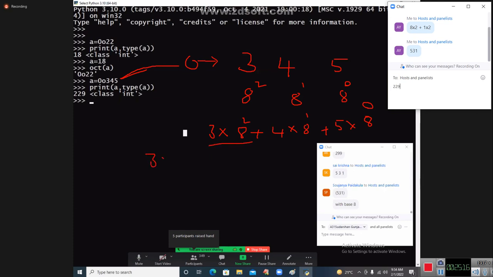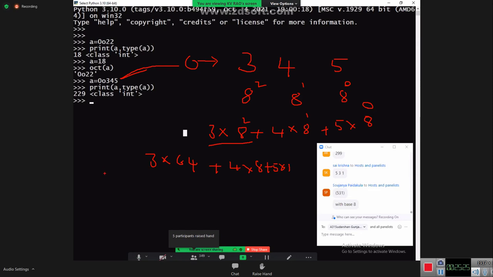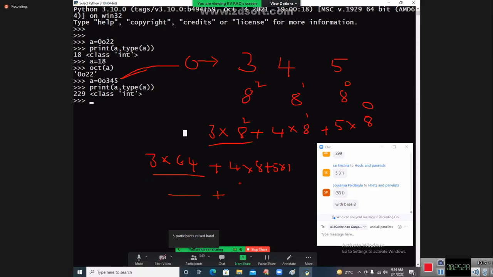3 into 8 square, 3 into 64, plus 4 into 8, plus 5 into 1. You can find out 3 into 64, plus 4 into 8, plus this 5 you can add. So you will get this value, 229. I hope you are understanding. 64 into 3, you got 192. Plus this is 32, right? 32 plus 5. So 229 is the answer.